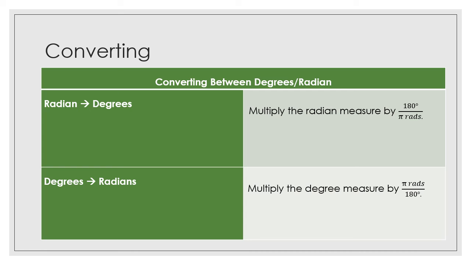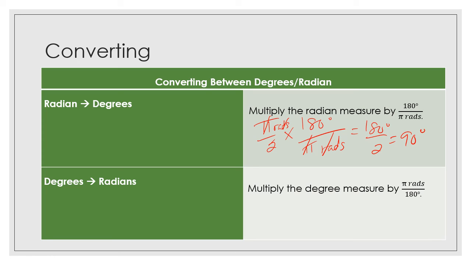Let's say I have pi over 2 radians. I want it in degrees, so I multiply by 180 degrees over pi radians. So this is in radians. What happens is these pi's cancel, and then those radians also cancel. That leaves me 180 degrees divided by 2, which leaves me 90 degrees. And that's one of the markings that I gave to you for reference as well.